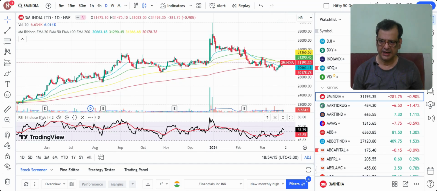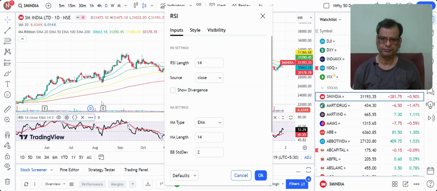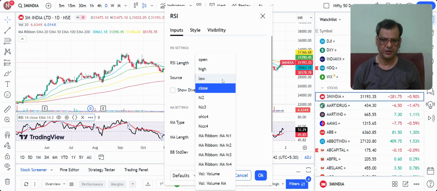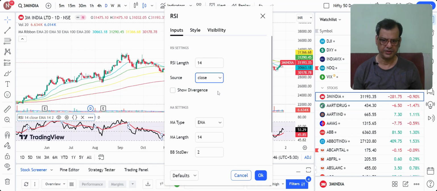Now, RSI, there is something called settings in RSI. If you see here, this first tab is called the input tab, where the RSI length is 14. 14 means RSI is going to look back at 14 candlesticks of the time frame that you have chosen. Since we've chosen the daily time frame, it's looking back 14 candles at their close. Can you see the source here? There is close, open, high, low. So we'll keep it as default close.